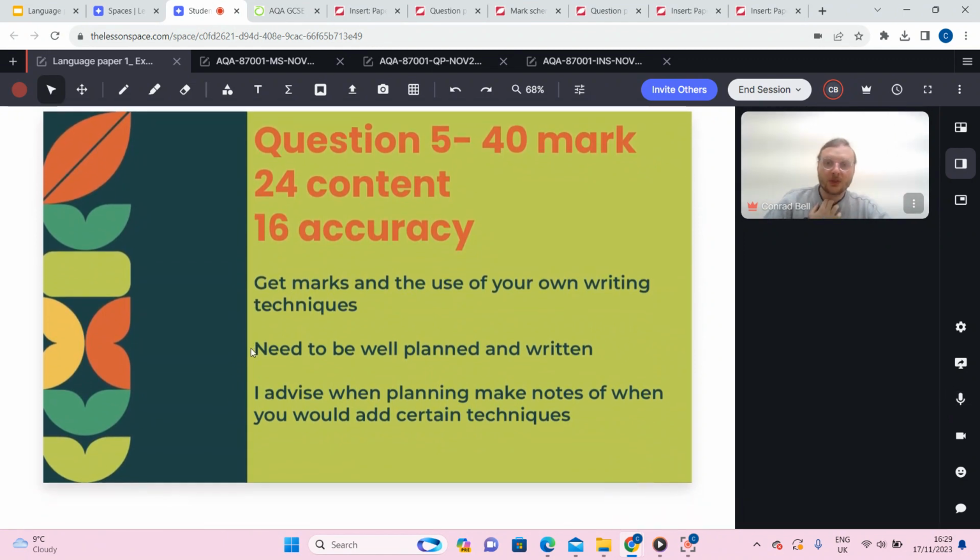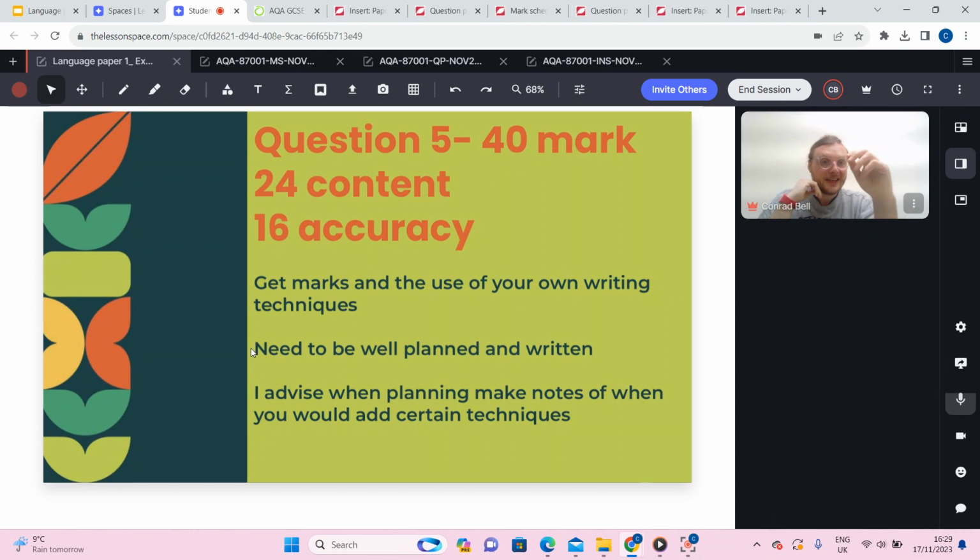Yeah. So you get marked on using your own writing techniques. Your answer will need to be well planned and written. And I advise, when planning, make notes of what you would add in certain techniques. So have a few literary devices in your head, and as you're planning, in paragraph one, be like, I'm going to include some alliteration or assonance. Here I'm going to include this.